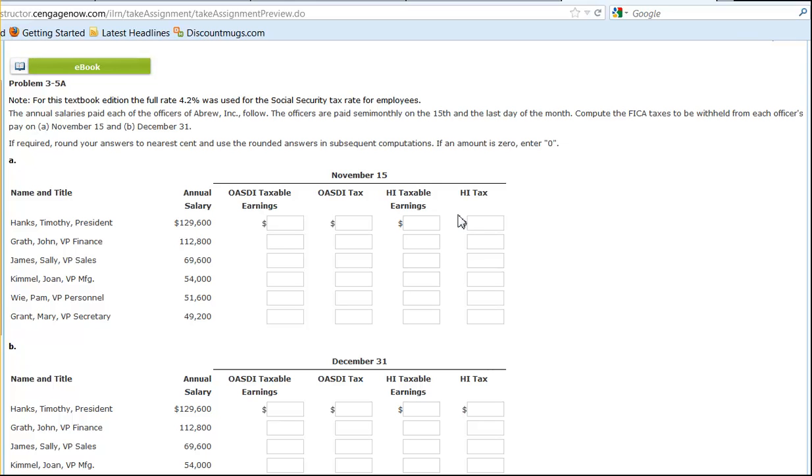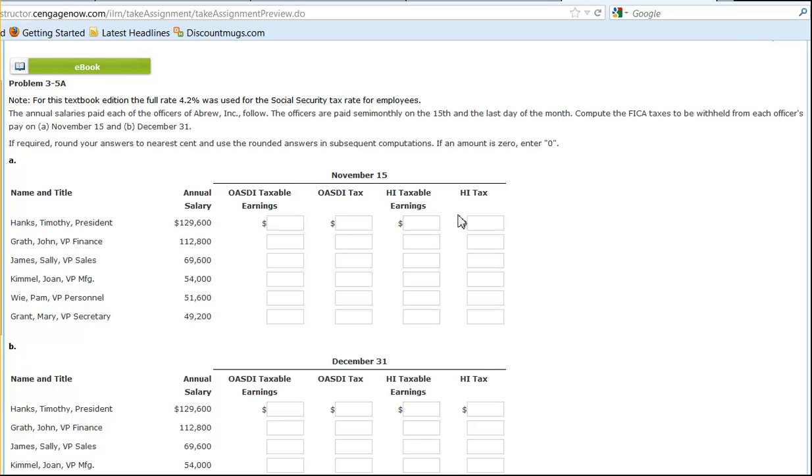So on November 15th, we have to decide if our first two individuals have reached that maximum. So we have to look at which paycheck this would be. It says that they get paid semi-monthly, so twice a month, so they get 24 paychecks. So the November 15th then would be their 21st paycheck.